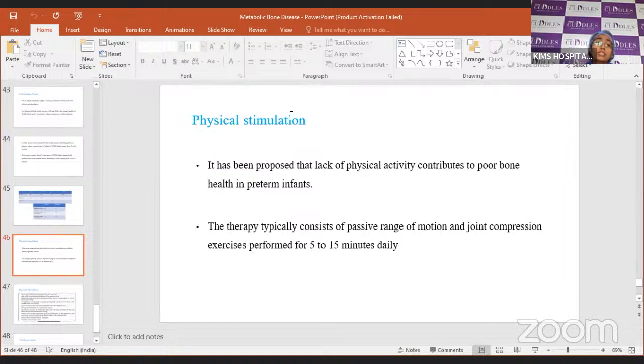Another aspect of improving the bone capacity is biophysical stimulation. It has been proposed that lack of physical activity contributes to poor bone health in preterm babies. Therapy typically consists of passive range of motion and joint compression exercises performed for 5 to 15 minutes daily.